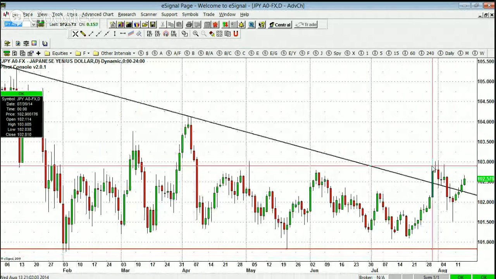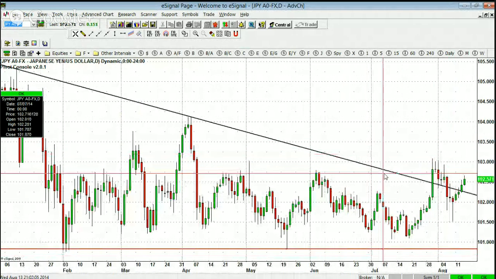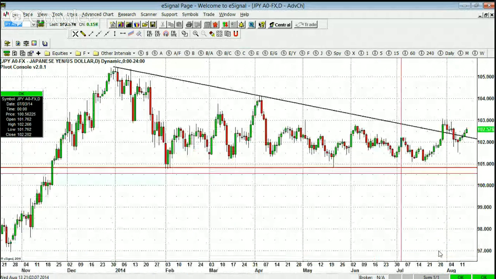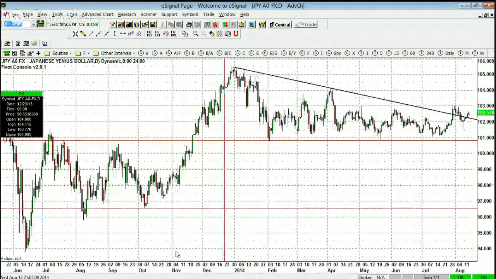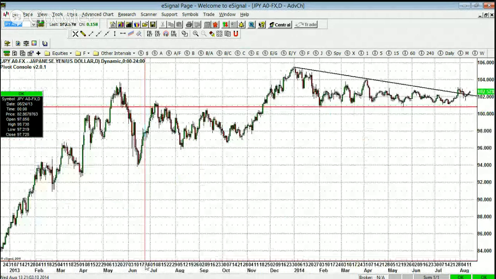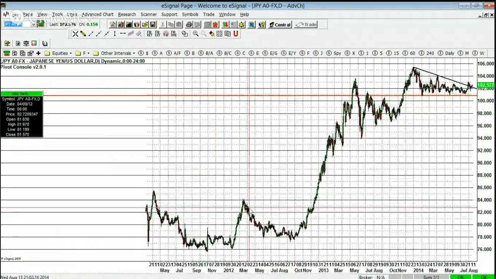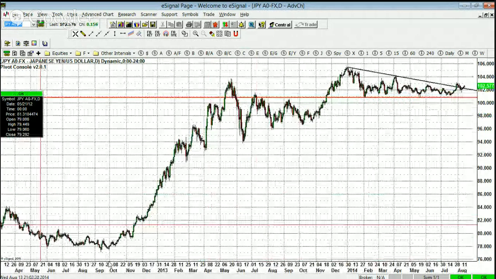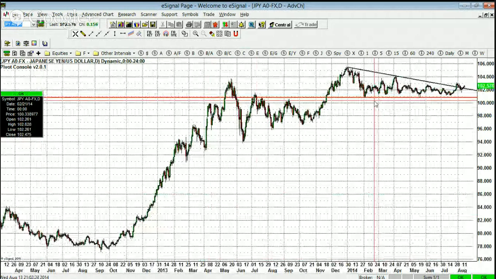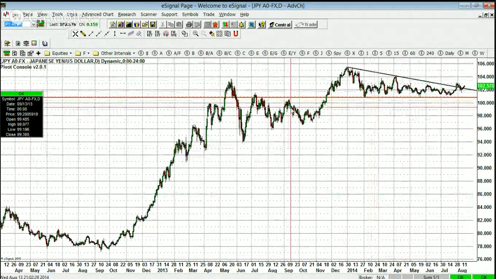A move above 103 could signify a long for the Japanese yen. That could signify that the market will continue this upward trend that started in, when is this? In 2012. The market could continue this upward trend. So again, keep an eye out for that for the Japanese yen.